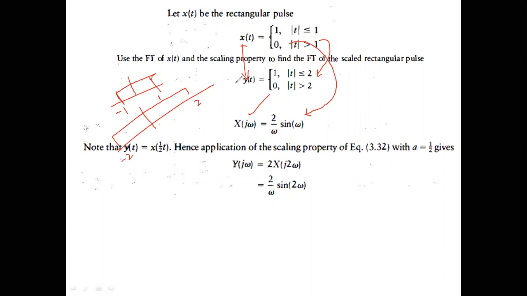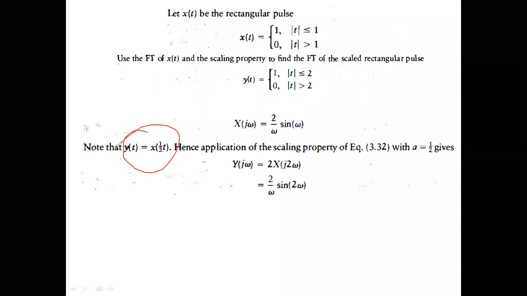Can I say y of t equal to x of 2t? No, we cannot do that, right? Because the width is increasing, the scaling factor should be less than 1. So it is actually y of t equal to x of t divided by 2. Okay, that is the relation.